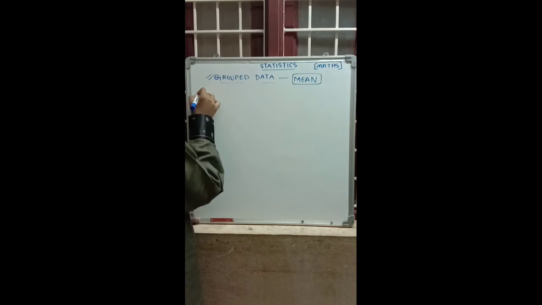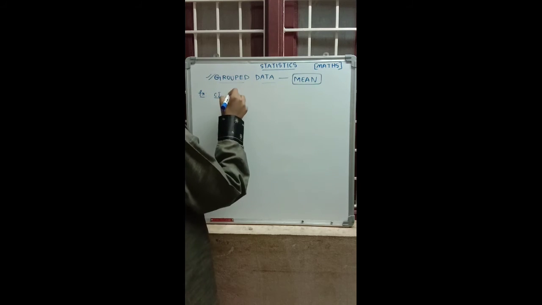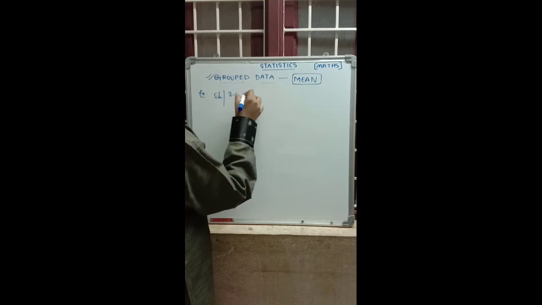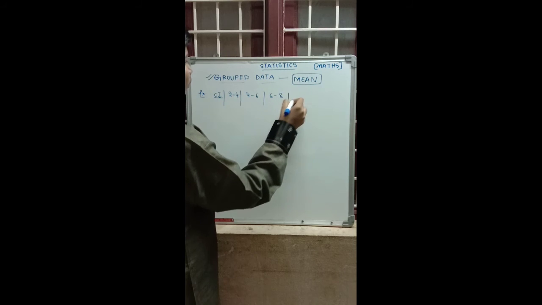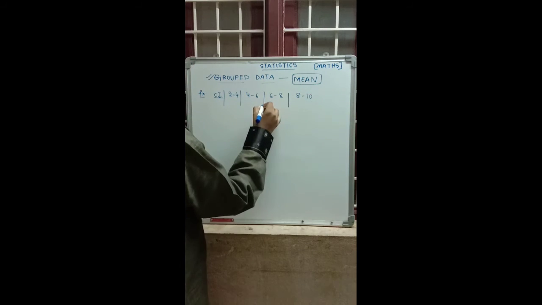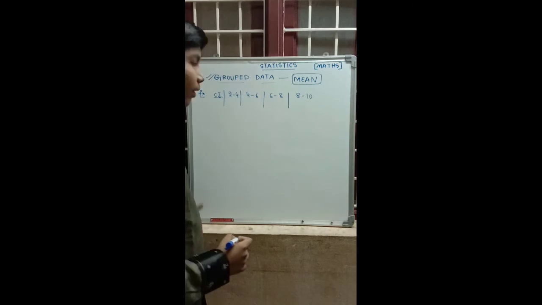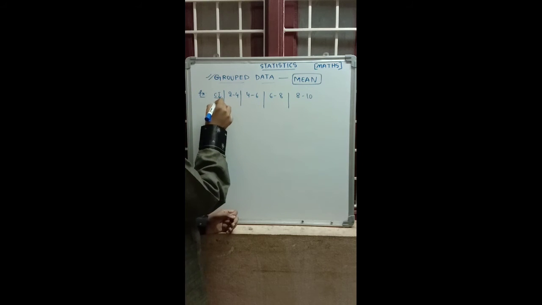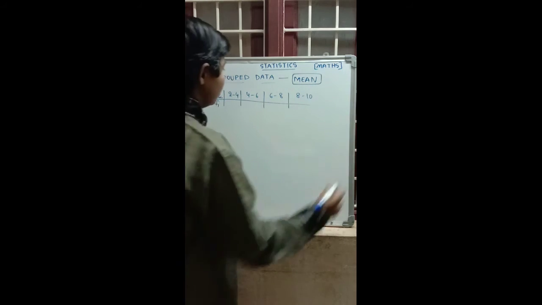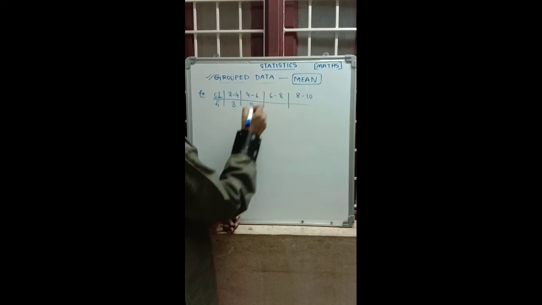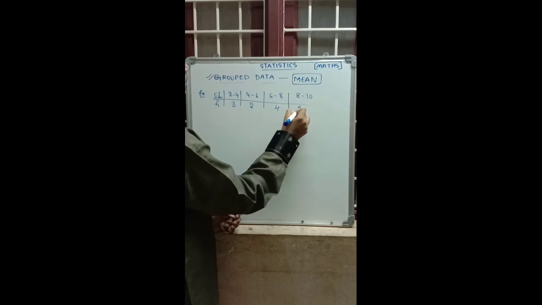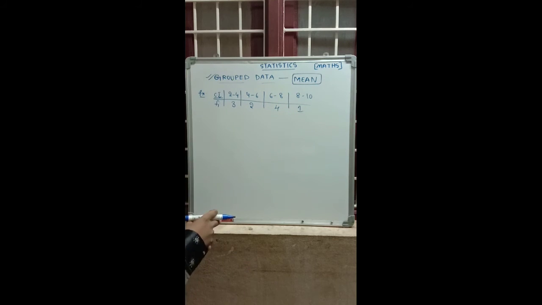The question is class intervals: 2 to 4, 4 to 6, 6 to 8, 8 to 10. These are the class intervals in the question, in the previous question. Now the frequencies: for 2 to 4 it is 3, for 4 to 6 it is 2, then 4 and 1. This is the question. So let's start the solution.